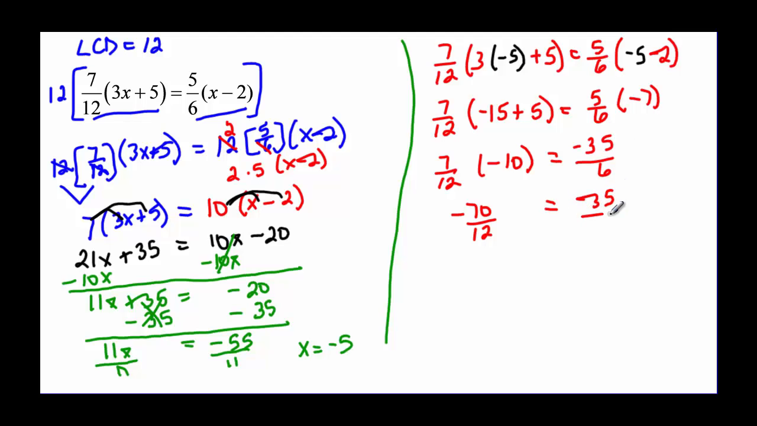Well, it looks like I might be able to reduce this 70 and 12. And they're both even, so they're divisible by 2. 70 divided by 2 would be negative 35. And 12 divided by 2 would be 6. And so we see that we really did find that right answer of x equal negative 5.